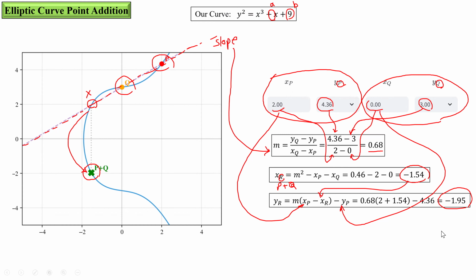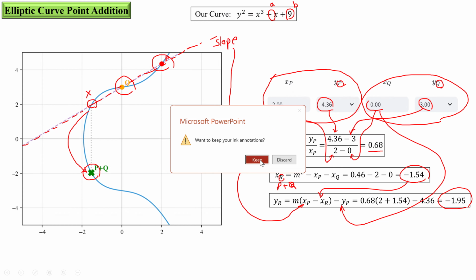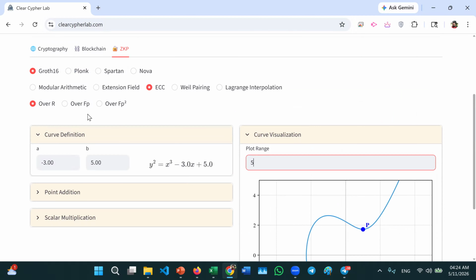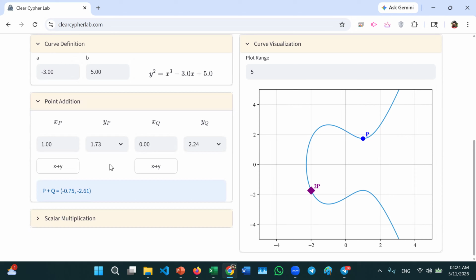So on the website, we have a tool that allows us to compute the addition. So here on the website, over R, we have point addition here. You can change the value of P, change the coordinates of P and Q, and then the addition is computed. Like let's say I set the value of x to 2, and then the value of y is updated automatically based on the formula of the elliptic curve here.